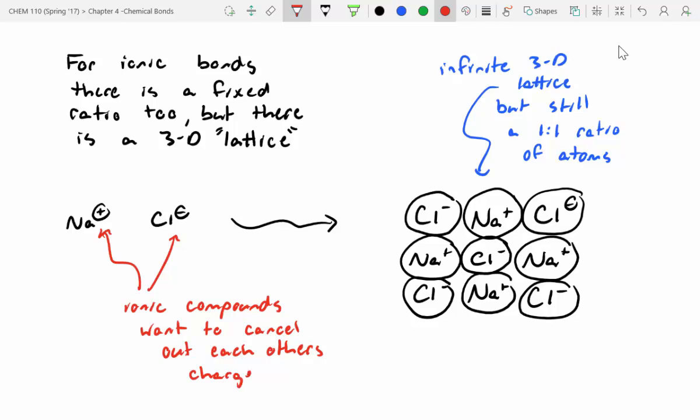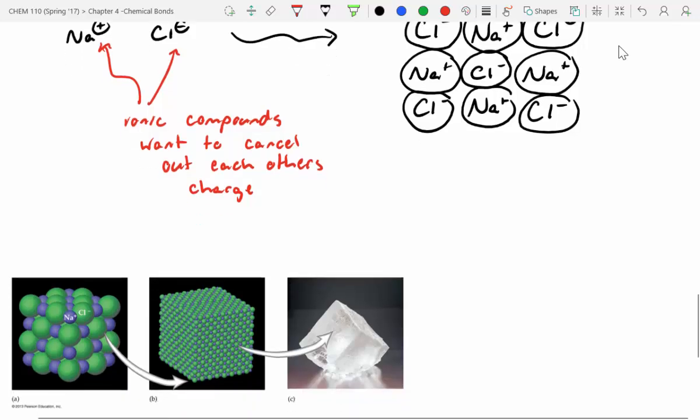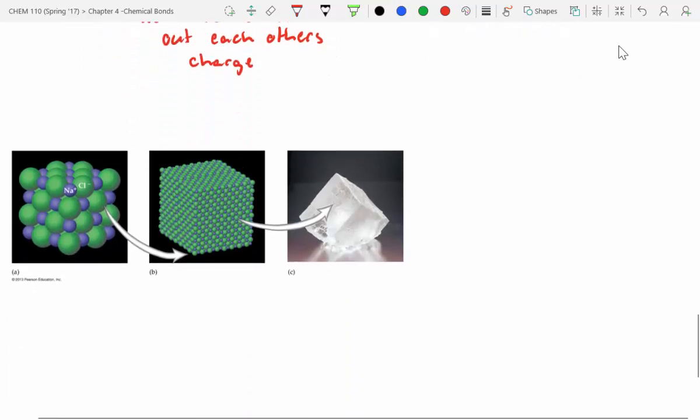That's one way of thinking about it. In order to cancel out that 1 plus, you have to have 1 minus, right? If you have a 2 plus cation, then you might need 2 negative ones to cancel it out. So that's how you determine the ratio. It's a little bit weird to think about, but here's a better representation than my crummy drawings.